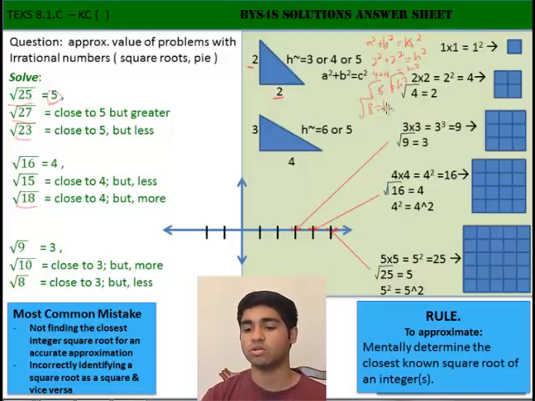And then as a rule, you mentally determine the closest known square to the root as an integer. Some of the most common mistakes are not finding the closest integer square to the root for the most accurate approximation, and incorrectly identifying the square root as a square or vice versa.